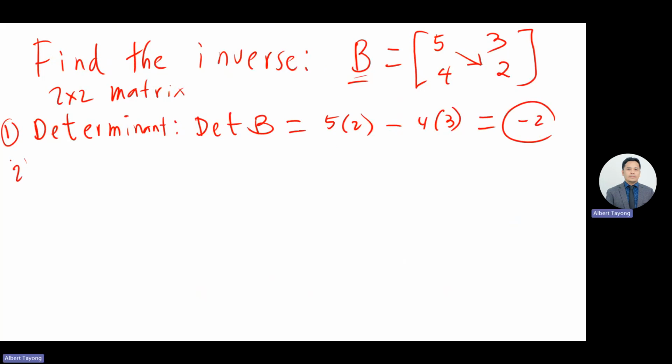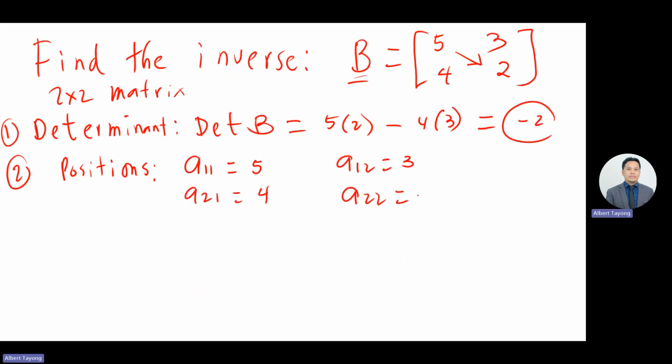Now, the next step is to find the positions of the elements. Okay, so we have A11, that is 5. A12 is equal to 3. And A21 is equal to 4. A22 is equal to 2. So we have 5, 3, 4, and 2, 11, 12, 21, and 22. So going down is plus 10. Going to the right is plus 1. So 11 plus 1 is 12. 11 plus 10 is 21. 12 plus 10 is 22.